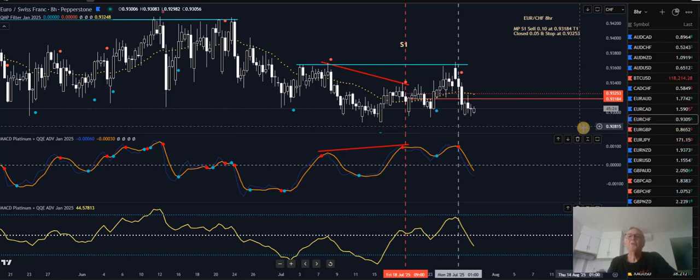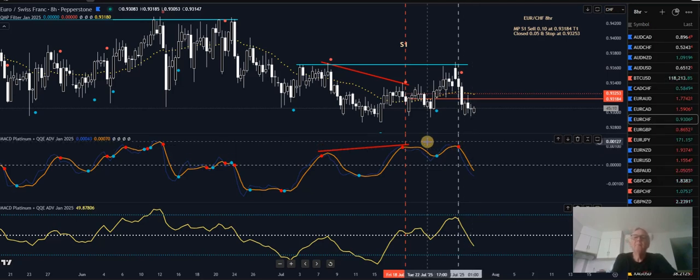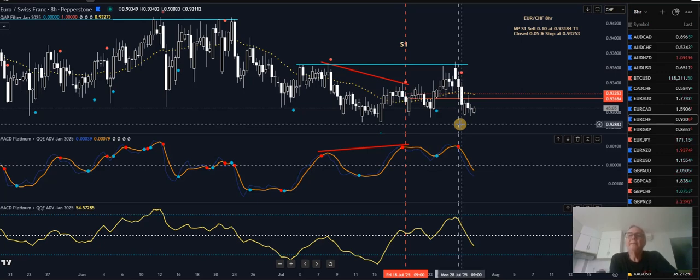Euro Swiss, similar thing. Hang on a sec. What have I got? Had a sell here, and that was based on hidden bearish divergence. It's not going very far at all, this one. There's a buy signal I ignored. There's a second sell there. I don't know, I didn't take that, or did I? I may have missed that. I don't know what I'm looking at here.